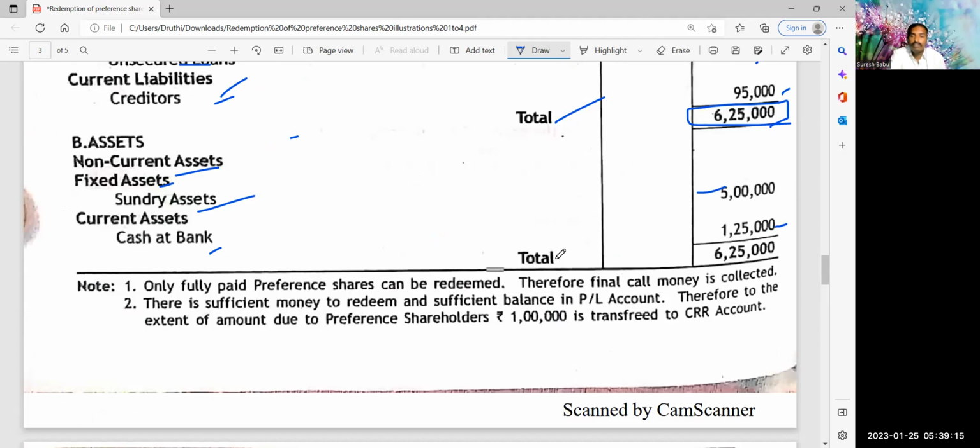1,25,000. Then you may be wondering, sir, 2 lakh is available, 1 lakh paid, correct? But you have recorded 1,25,000. The difference is 1 lakh. But plus the partly paid up shares converted into fully paid up, there you are getting 25,000, correct? Now you are having 1.25 lakhs in the cash at bank, correct? So slowly we'll go.